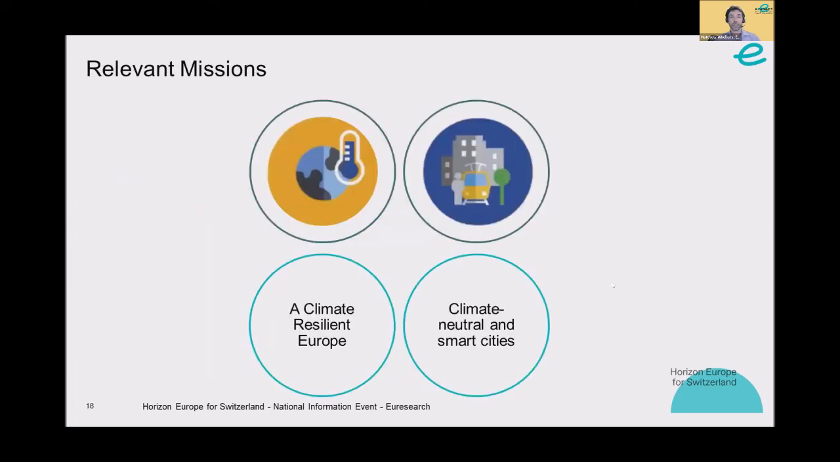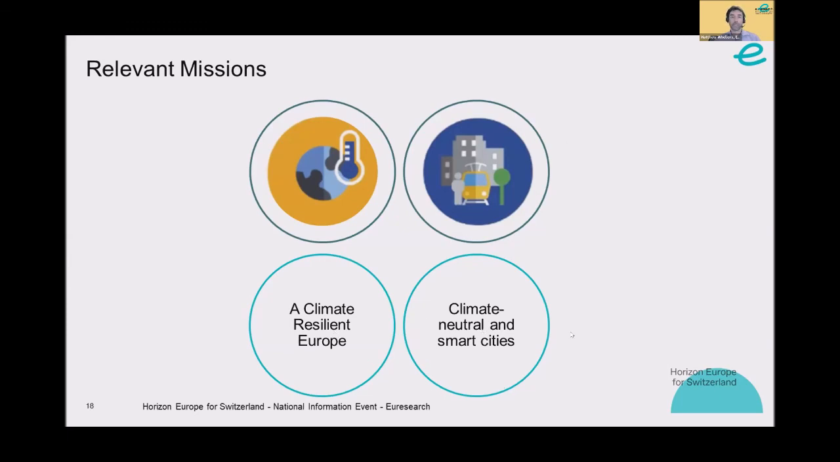Again, relevant missions. Definitely the Climate Resilient Europe is a very relevant mission for this cluster 5. It targets resilience. So the target there is to have by 2030 a Europe which is prepared for the inevitable climate changes, to the point that, let's say, society has to be involved, the regions have to be involved. So it's really at a very local level even.